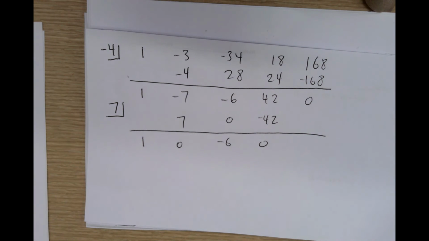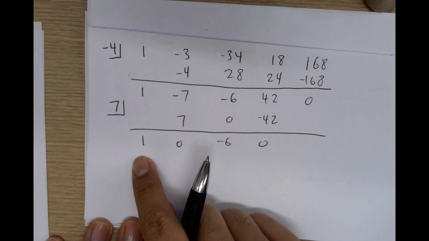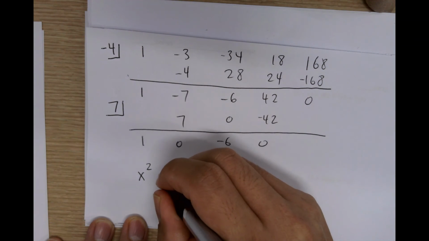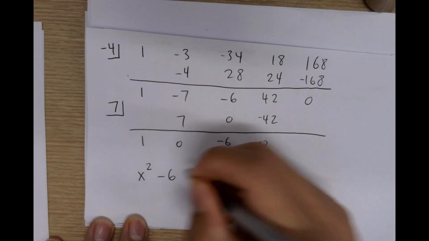Okay, so what I did is that, again, I used both of the roots to divide the polynomial. Again, I'm using synthetic division twice in a row. So this is going to be 2 less than the original polynomial. So it's going to be x squared, technically plus 0x, but I don't need to include it, minus 6.